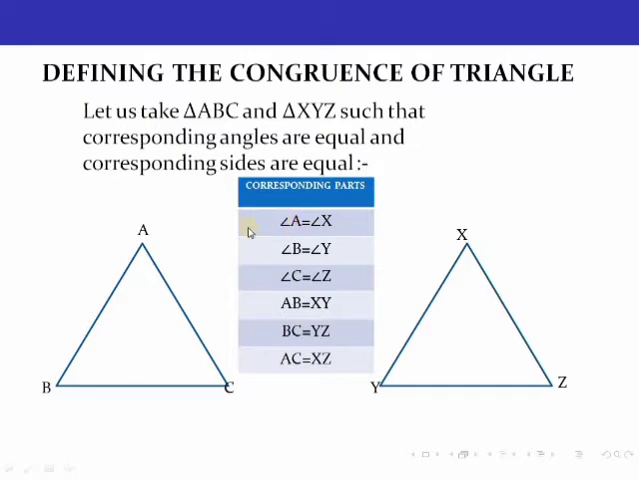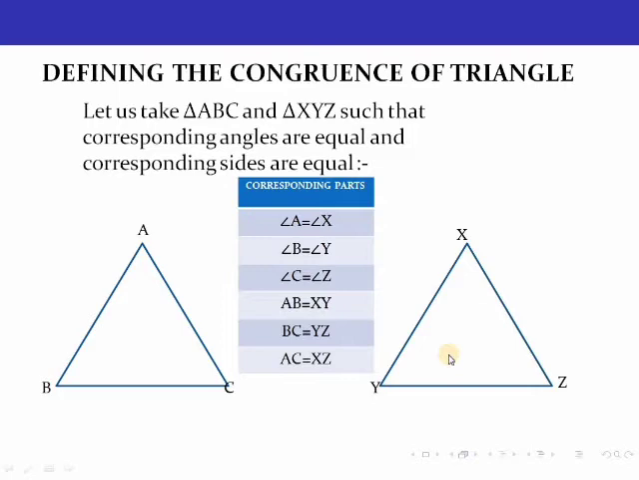It means that angle A corresponds to angle X, so angle A is equal to angle X. These are corresponding angles. Angle B is lying here and angle Y is lying here, so angle B and angle Y are called the corresponding angles, and they are also equal. Similarly angle C and angle Z are equal. So basically, the corresponding angles are equal in both the triangles.